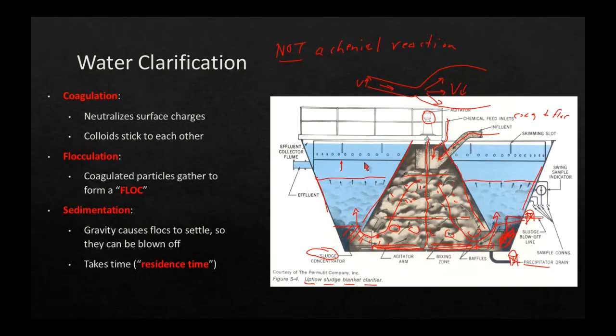And then what we get above the sludge blanket level should be clear water, very low turbidity, and that water will flow over a weir through these little holes here. The water will flow through these little holes and it'll spill out, and then there's our effluent.